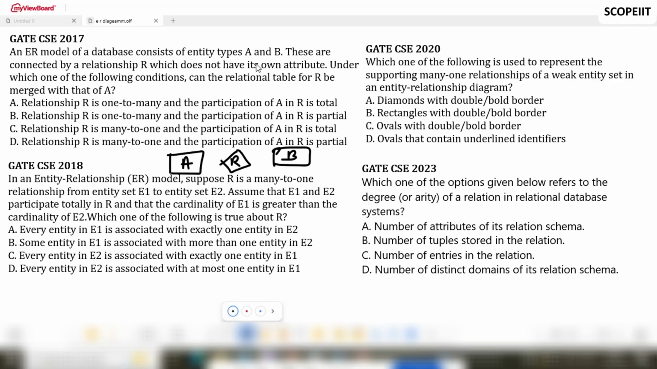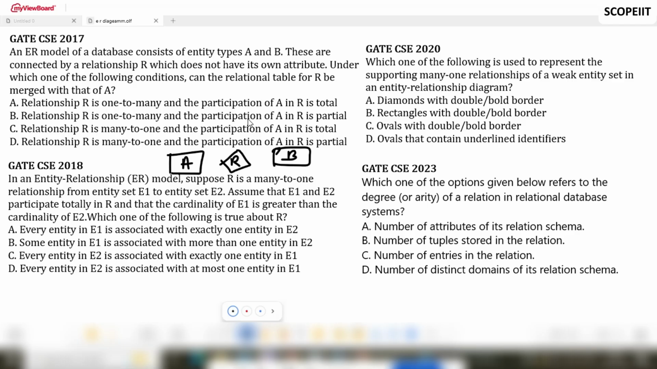So they are telling that this is one entity A, this is one entity B, and they are connected through one relationship R, which does not have its own attribute. Under which one of the following conditions can the relational table for R be merged with that of A? Now let us see. Here relationship R is one to many and participation of A in R is total. Second, they are telling relationship R is one to many and participation... Here actually, the relation table of R should always be merged with the entity that has total participation.